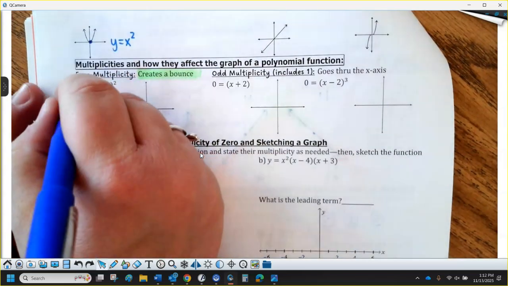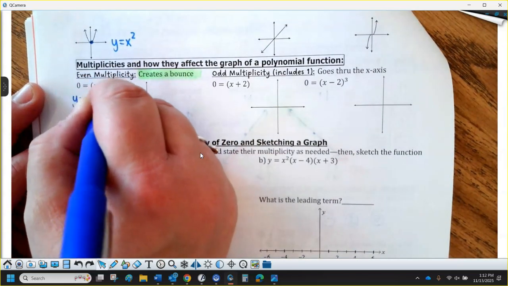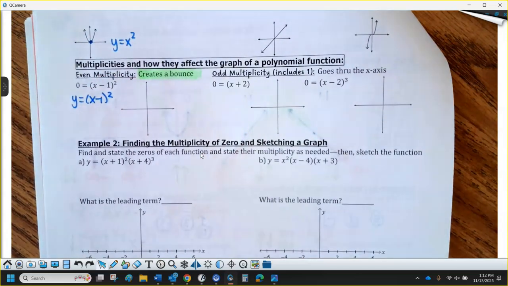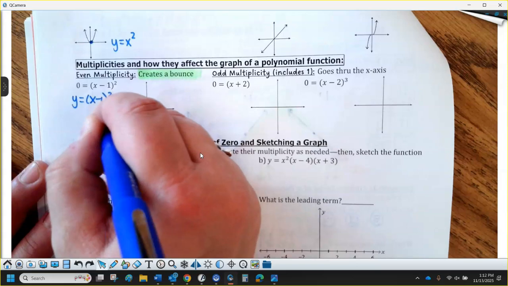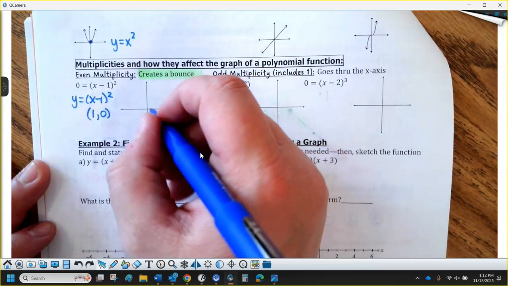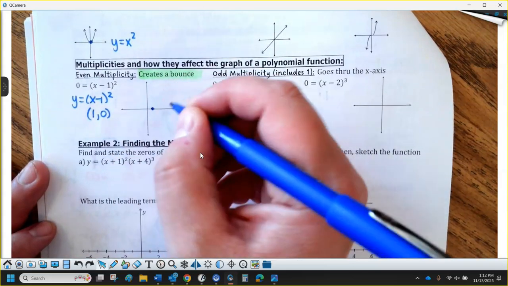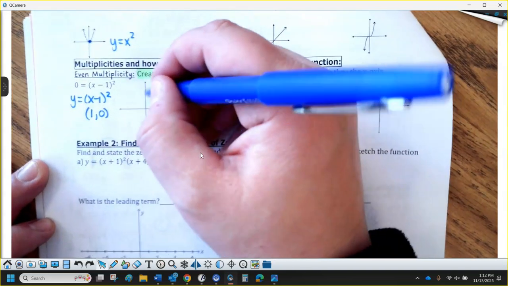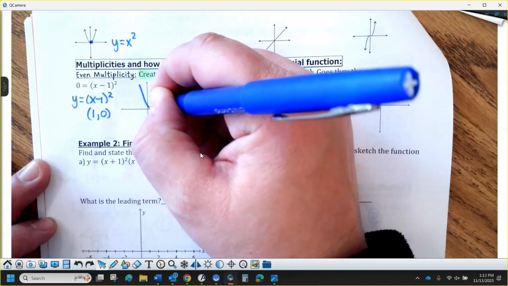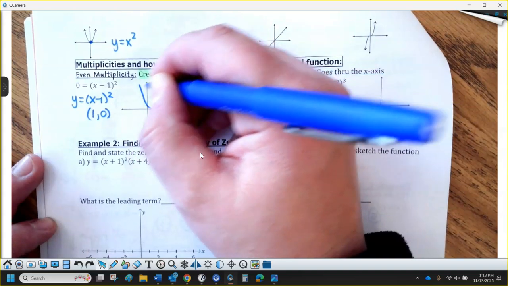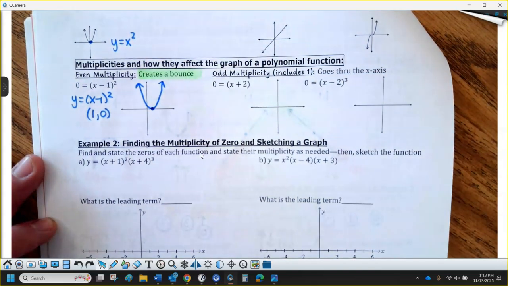I should have put y equals. If I did x minus 1 squared, right? If you think about how we were doing graphing for a parabola, I'd have you do opposite copy. This is positive 1, 0 would be where the vertex would be. And basically all this is going to do, this is going to come down, touch the x-axis, it does not go through, it bounces back up.